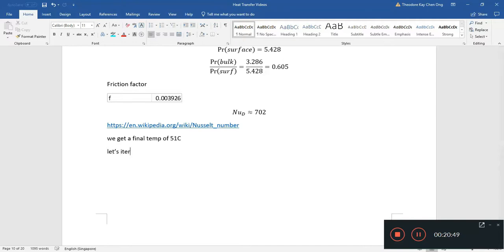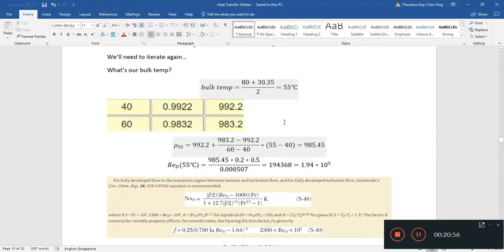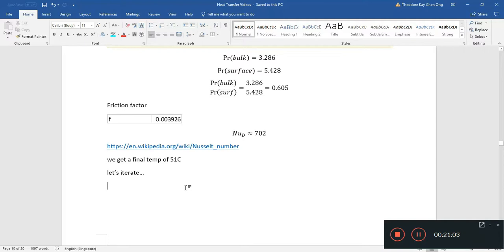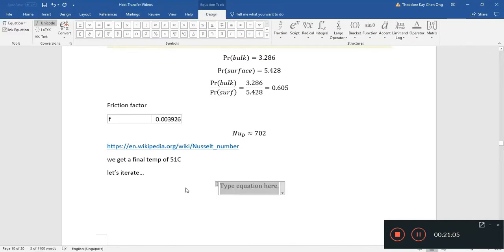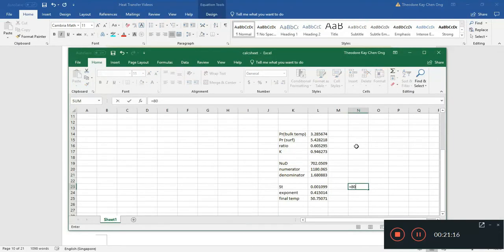Let's iterate. Okay, so we'll look for our Reynolds number at 51 degrees. Let's take a look. Temp equals 80 plus 51 divided by 2. Okay, so this is iteration number 3. 80 plus 51, that divided by 2. 65.5.